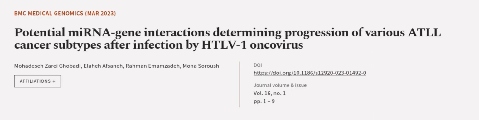This article was authored by Mohadeseh Zarei, Ghobadi, Elaheh, Afsaneh, Rahman Emamzadeh, and others.